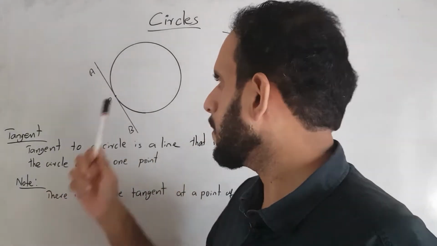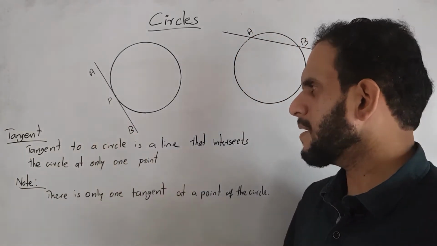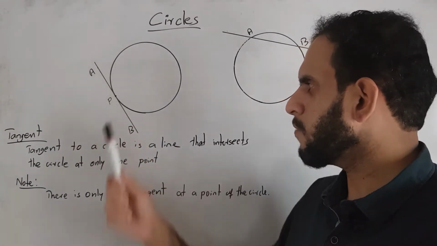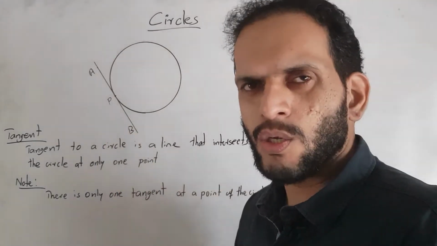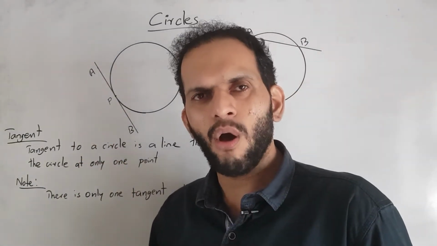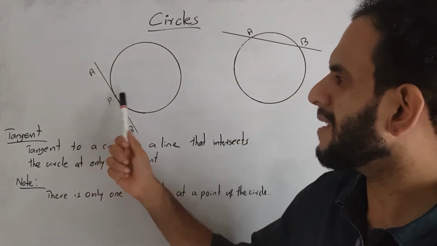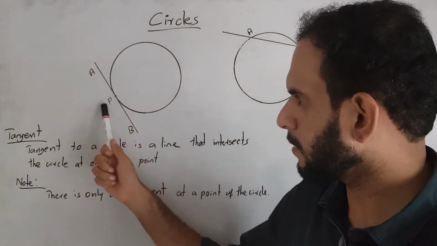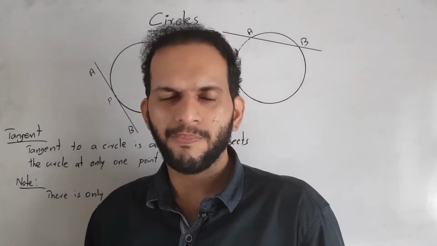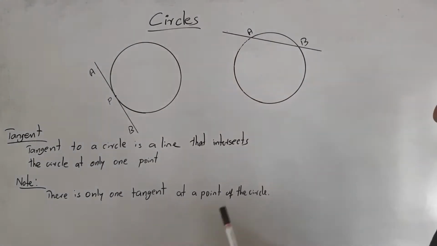That means the example is like this. Here we draw the line AB, and the line AB touches the circle at one point. That point we mark as P. So the line AB is called the tangent of the circle. The meeting point of the tangent and circle, the point P, is called the point of contact. The idea is clear. There is only one tangent at a point of the circle.